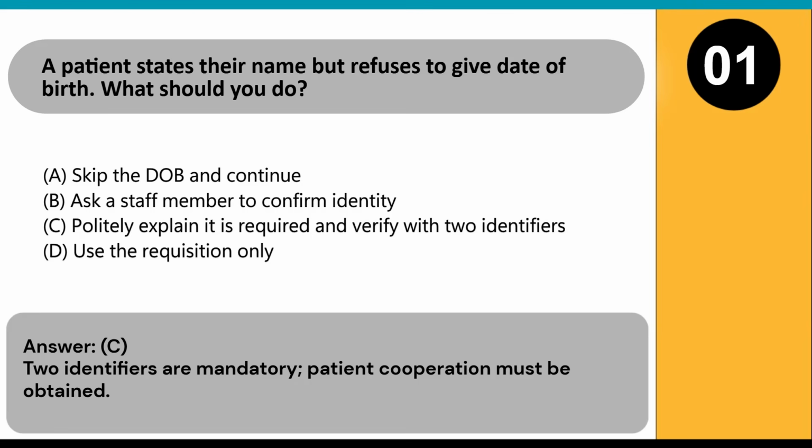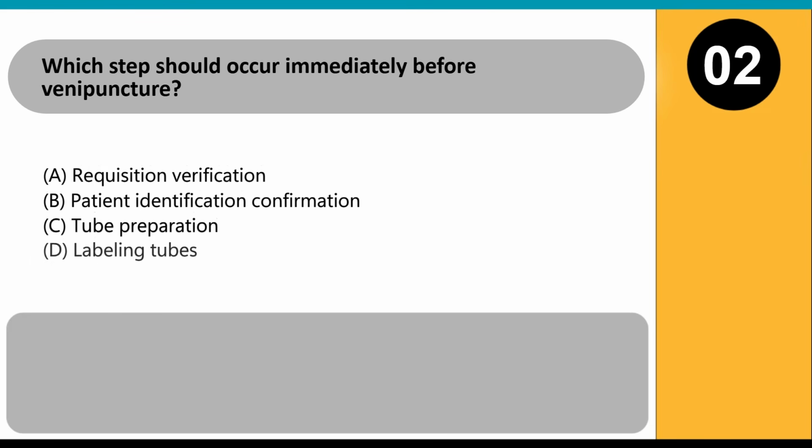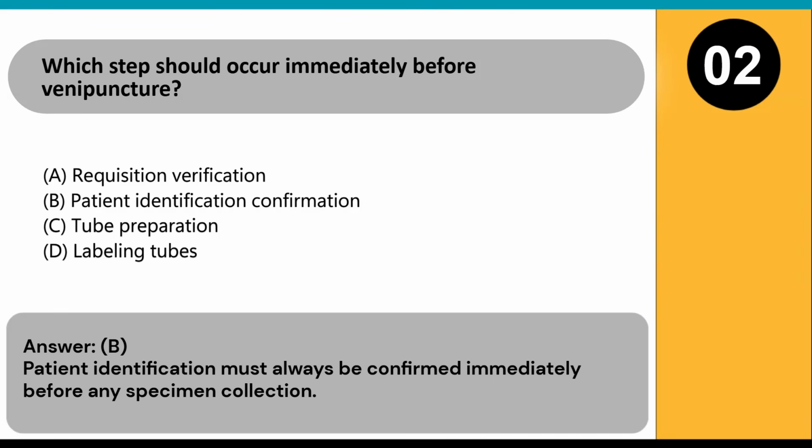Patient cooperation must be obtained. Which step should occur immediately before venipuncture? A. Requisition verification. B. Patient identification confirmation. C. Tube preparation. D. Labeling tubes. Answer: B. Patient identification must always be confirmed immediately before any specimen collection.